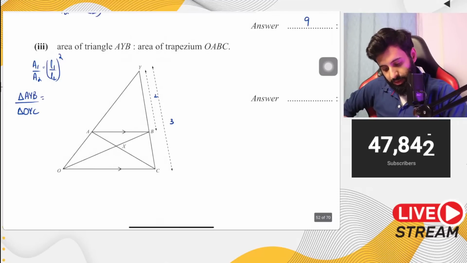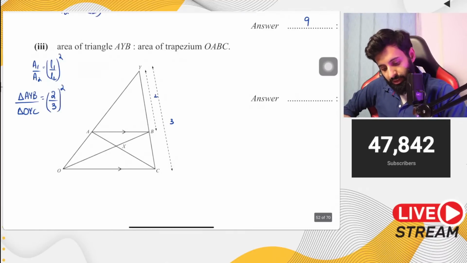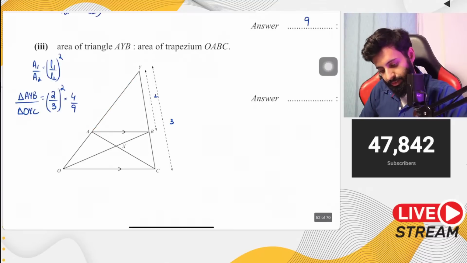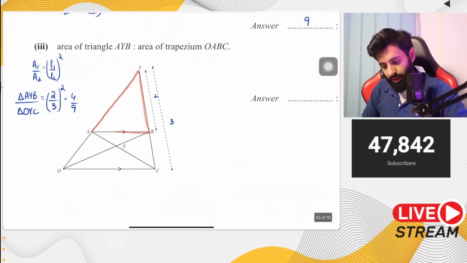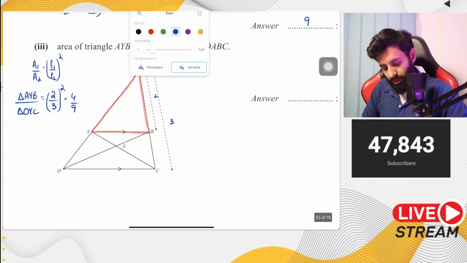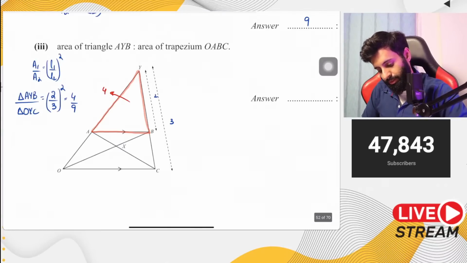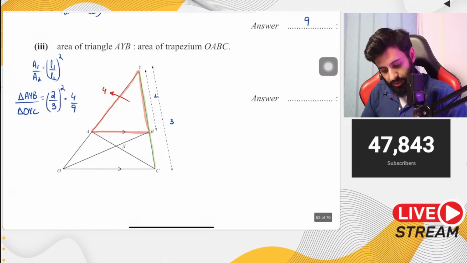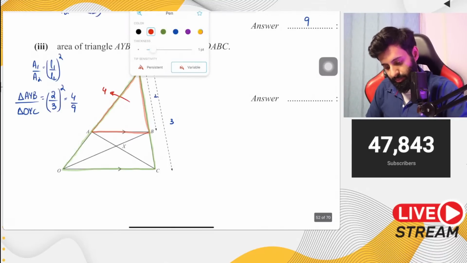Okay, so here's what we're going to do. 2 upon 3, the whole thing square. Okay, so when you do that, you end up with 4 upon 9. Now what that means is that if the area of triangle AYB is 4 units, in that case, the area of the entire triangle OYC ends up being 9 units.